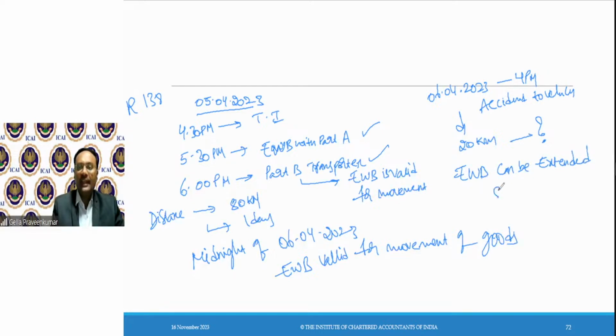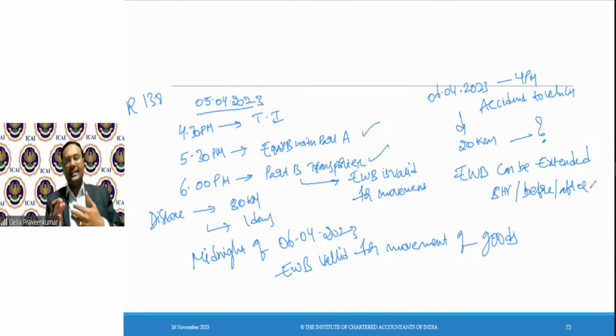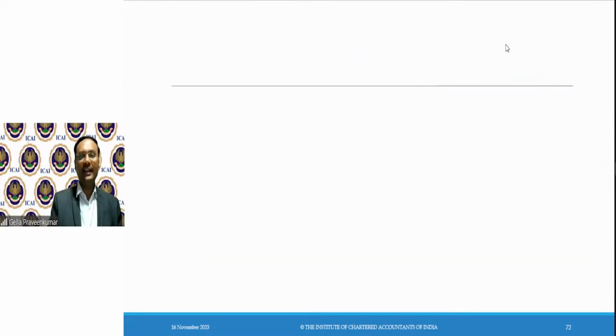How? 8 hours before expiry or 8 hours after expiry. I have a time limit of 8 hours, either before or after expiry, to amend or update the e-way bill, saying that, look, the vehicle got damaged and this particular validity is over. Kindly give me an extension. This is what the GST provisions say about e-way bill validity.